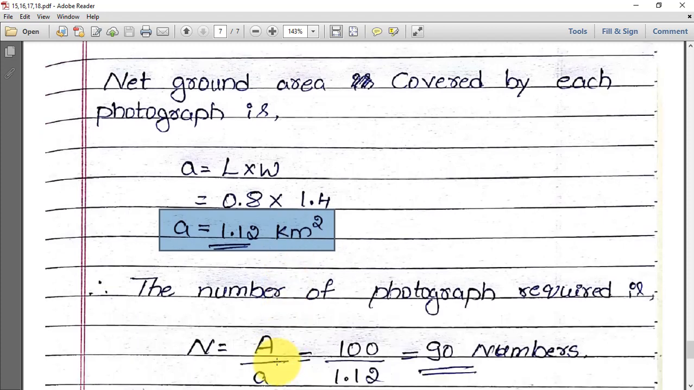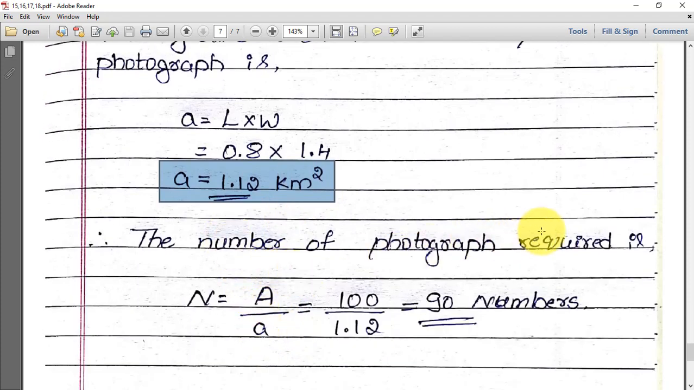Therefore, in order to cover 100 square kilometer, easy. The number of photographs required is N is equal to capital A by small a. Capital A is 100 square kilometer, small a is 1.12. That will be equal to about 90. If it comes to 89.9, you have to convert to the next whole number. Here 100 is in square kilometer and this is also in square kilometer, so the units cancel and there is no unit. So 90 photographs are required.